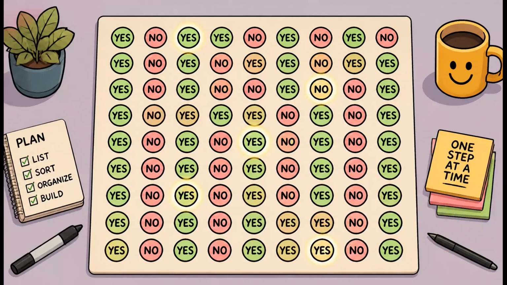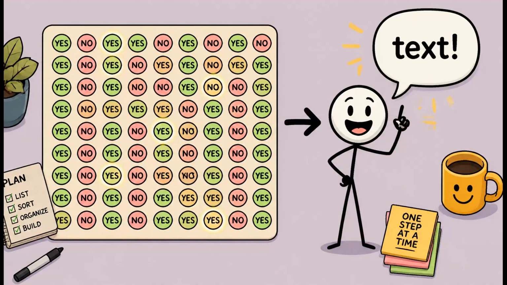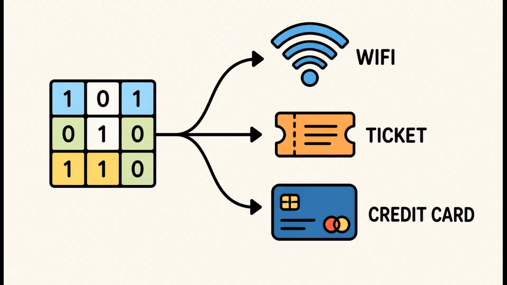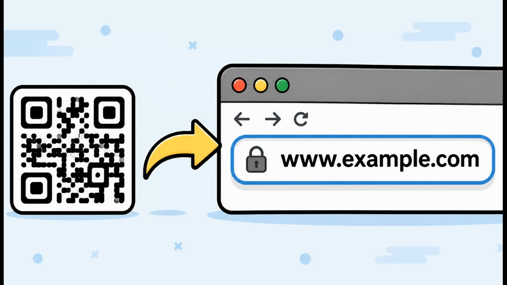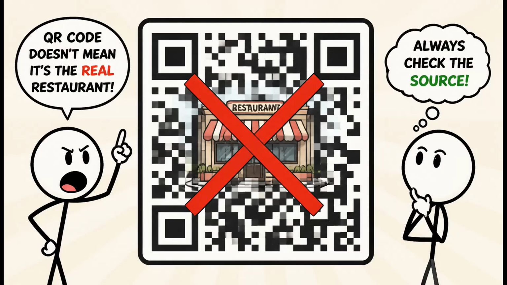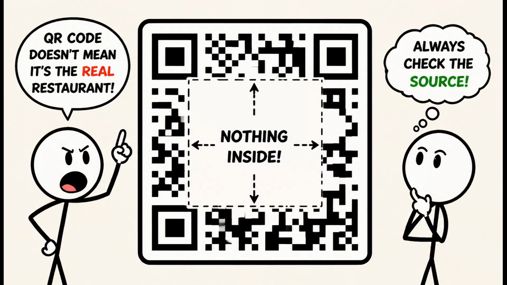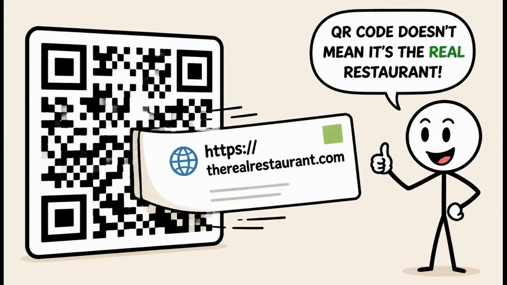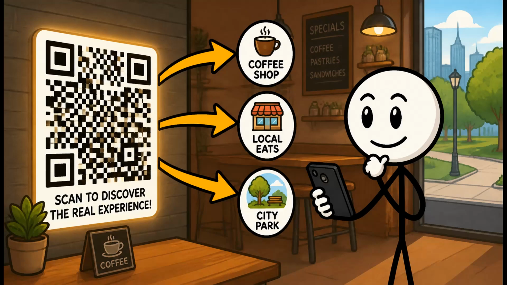When enough of those choices are arranged in the right order, they can represent text, numbers, Wi-Fi login details, ticket information, payment data, or, most commonly, a URL that points your phone to a website. So the QR code is not storing a restaurant inside the square. It is usually storing an address that tells your phone where to go.